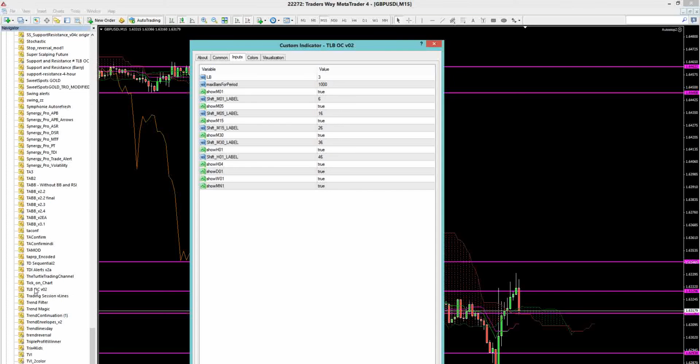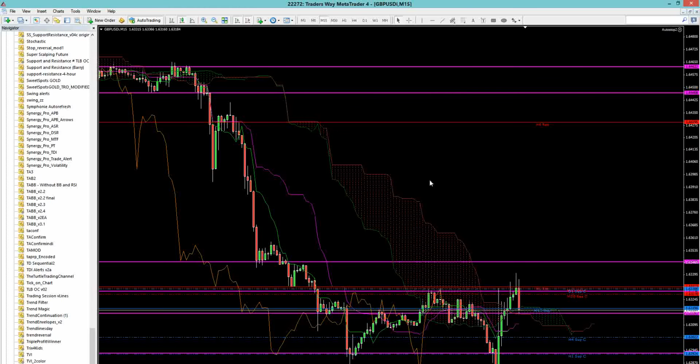So TLB. Okay, TLB, OC, VO2. When I throw it on, show M1, I don't use. M5, I am on the rocks on that one. I kind of like it, kind of don't. So I'll leave it on there for now just so we can see. As we can see right here, I'm a confluence trader.